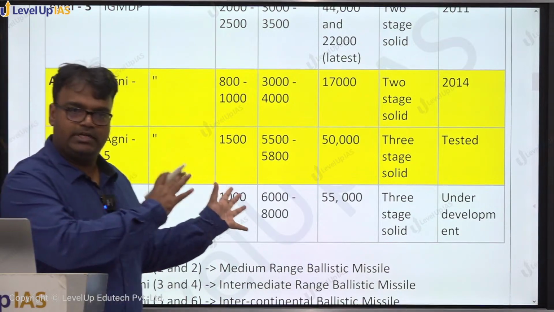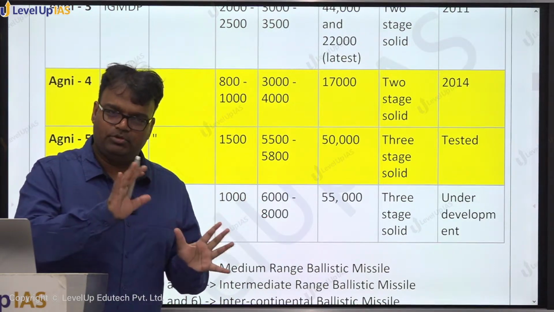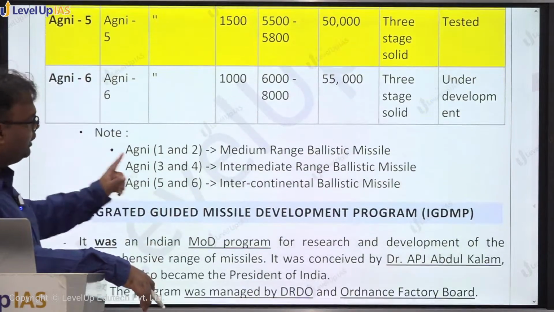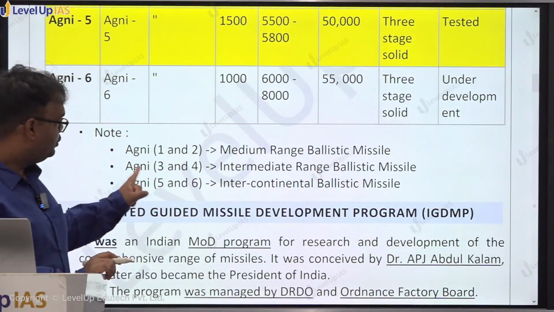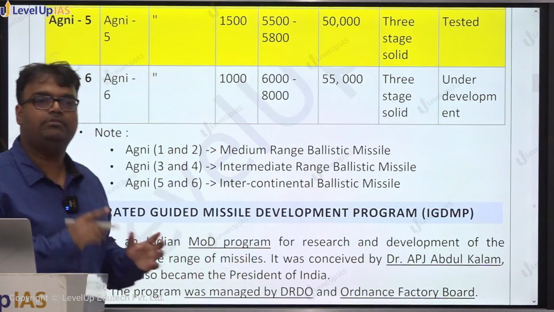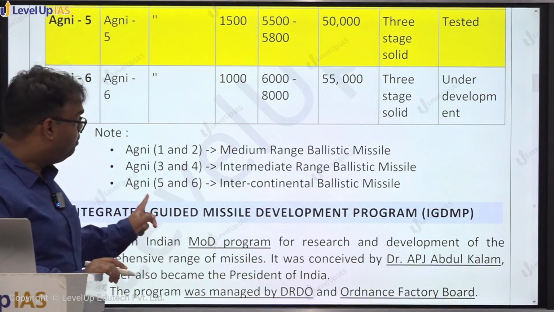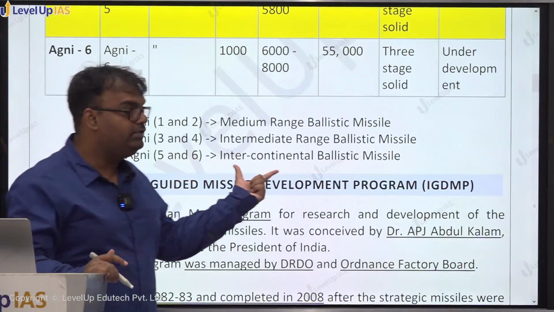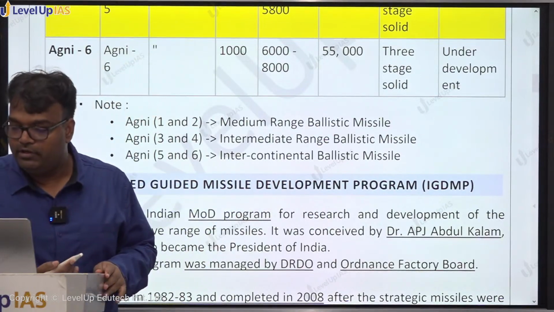So did we understand the basic things about Agni? Now, see, Agni 1 and 2 are called medium range ballistic missiles. 3 and 4 are called intermediate range ballistic missiles because of the distance they can reach. But Agni 5 and 6 are called intercontinental ballistic missiles.